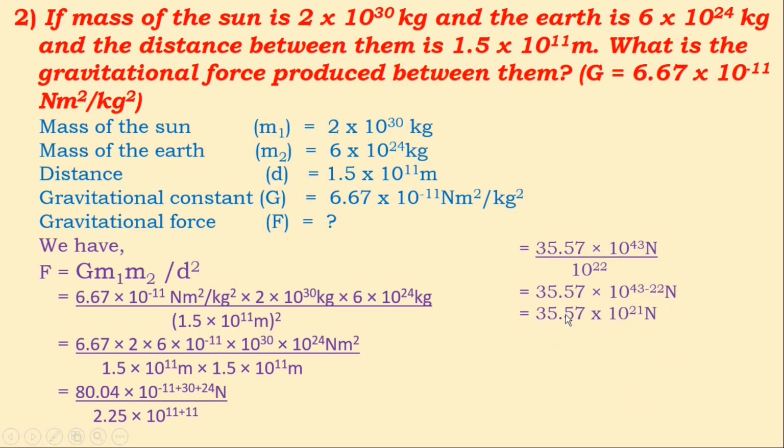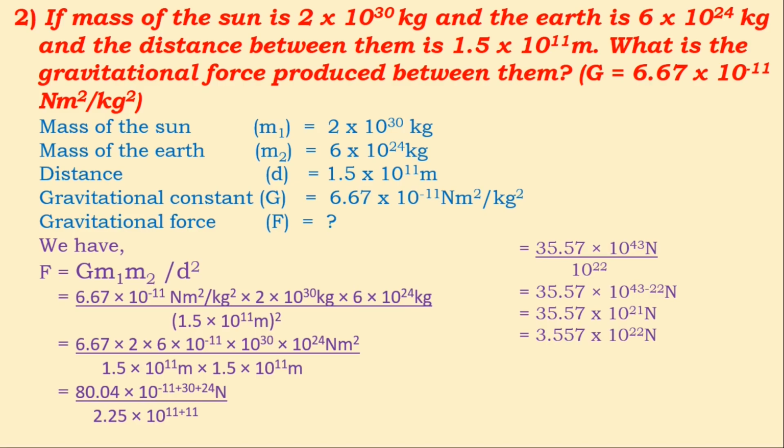Here we have a problem again. We are going to put this point after one digit. That's why if we take this point one digit to the left hand side, then we have to multiply this number with 10. And 10 means 10 to the power 1. So 3.557 into 10 into 21 means into 10 to the power 22 Newton.